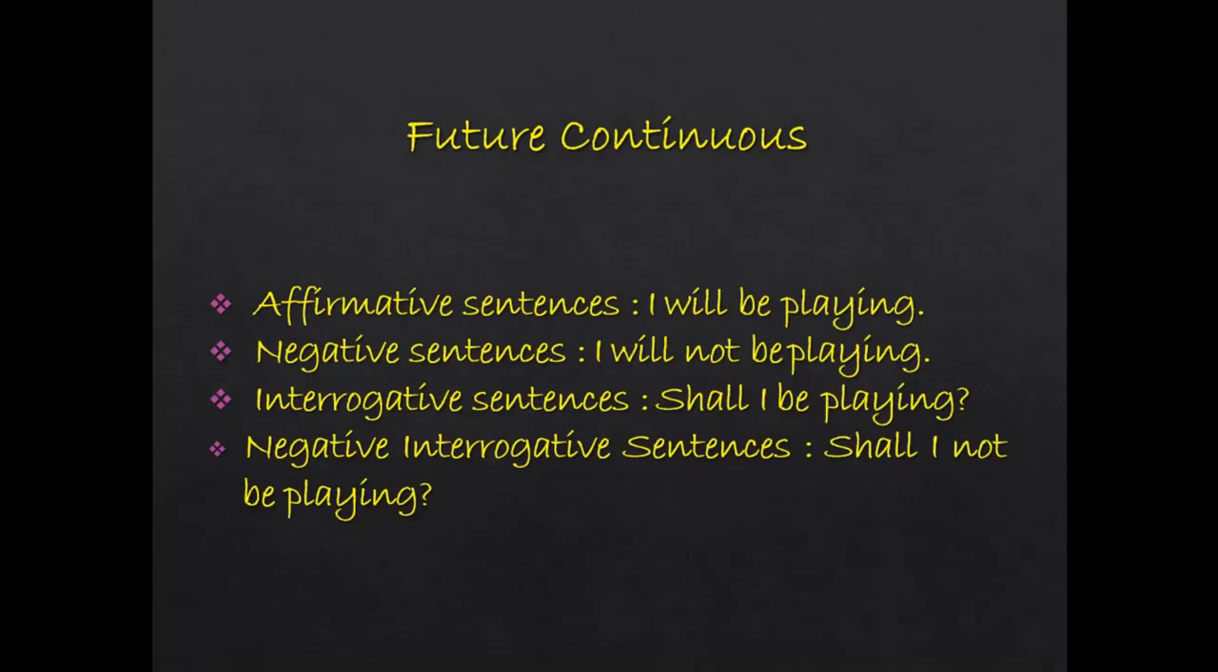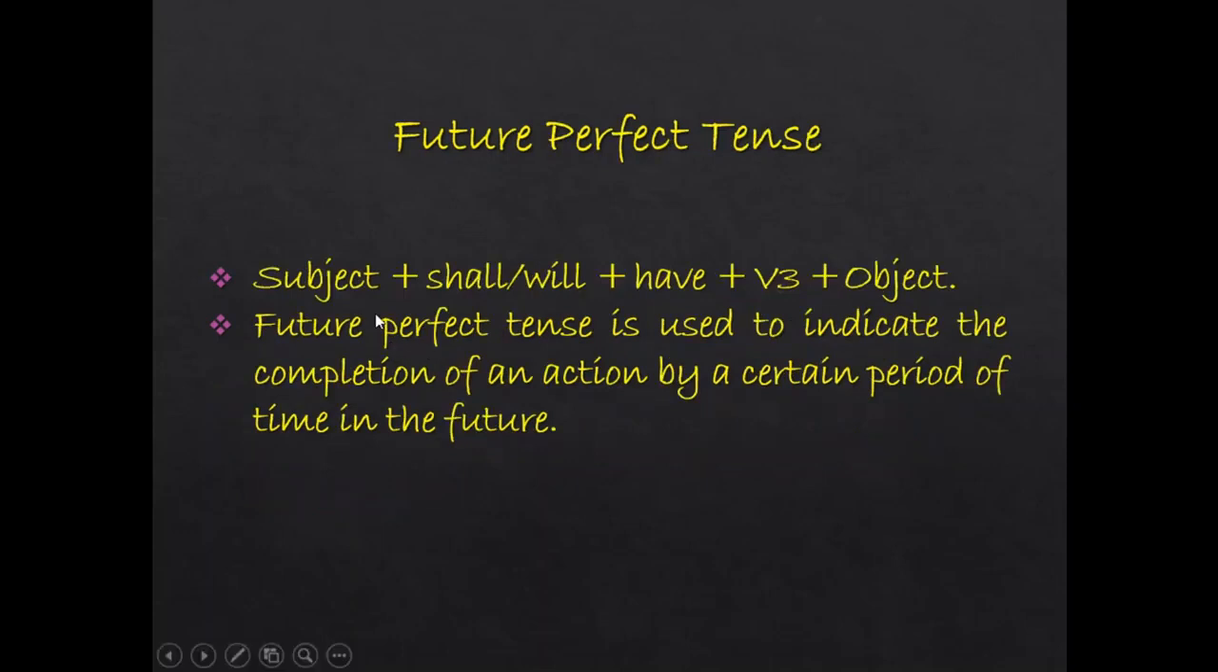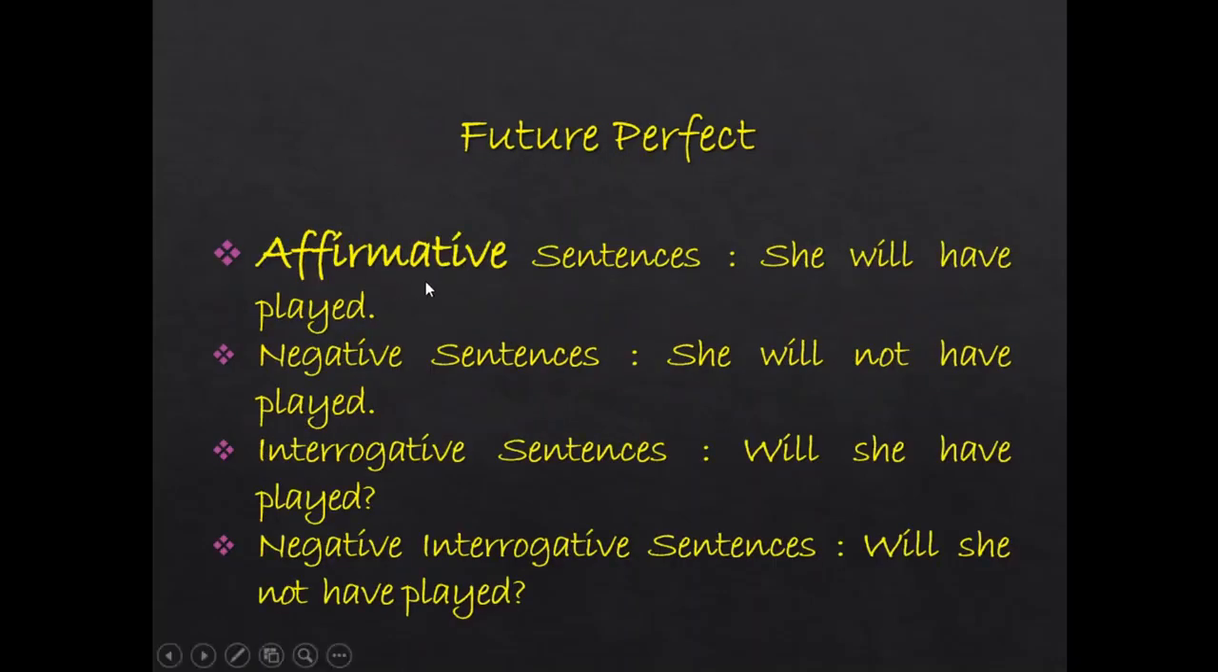Now comes the future perfect tense. To write a future perfect tense, we use subject plus shall or will plus have plus third form of the verb plus object. When do we use it? We use a future perfect tense to indicate the completion of an action by a certain period of time in the future. That means the action that will take place in the future will be completed in a given period of time. This we can understand with the given examples.